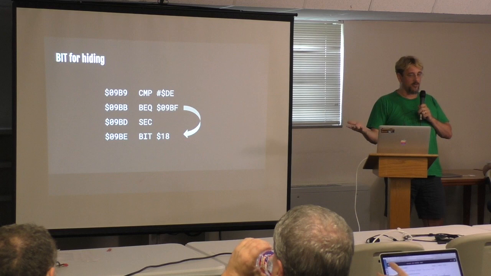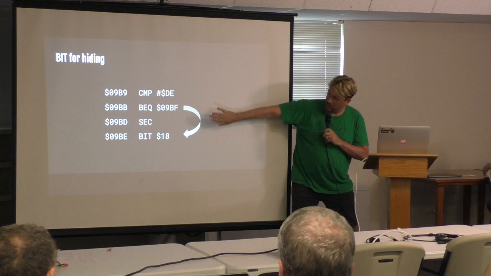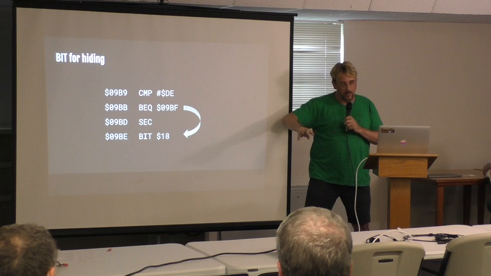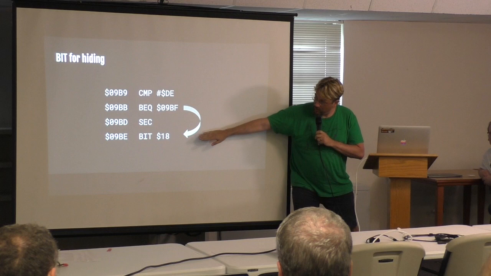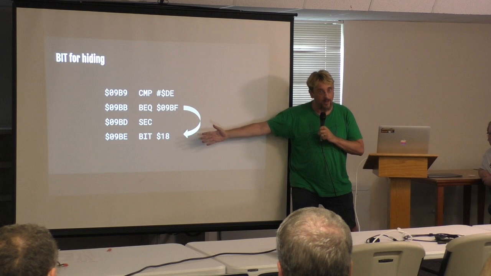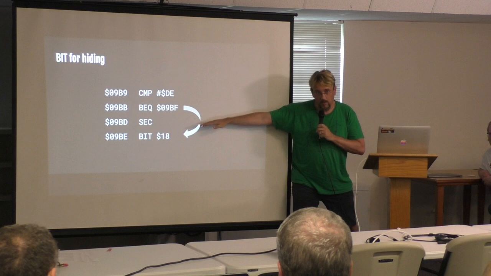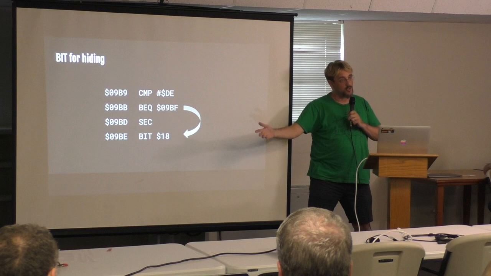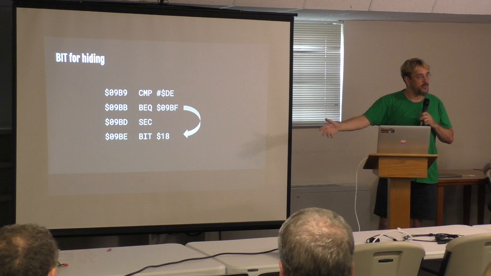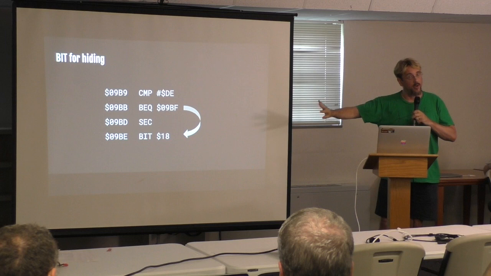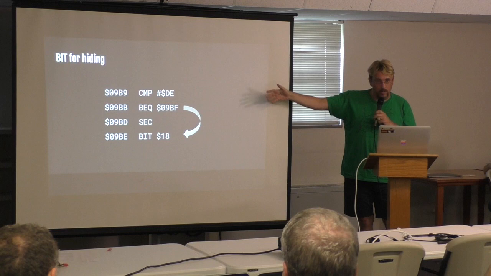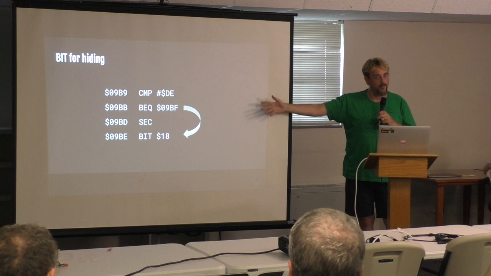But what it's doing is creating two code paths in 3 bytes. If the epilogue matched, then it hits the second byte of this instruction. What is the second byte? 18, which is a clear carry. Otherwise, it falls through, hits the set carry, and then the BIT 18 acts as a 2-byte no-op, in the sense that it does change some flags, but it does not change the carry flag. So for our purposes, carry clear means that the disk routine succeeded, carry set means it failed, and all the other flags are ignored. This is a way of doing that.